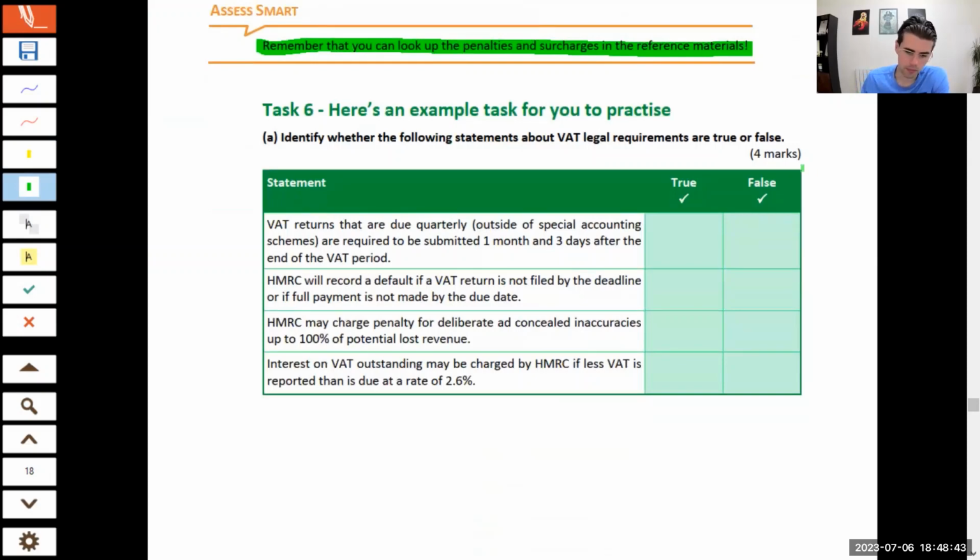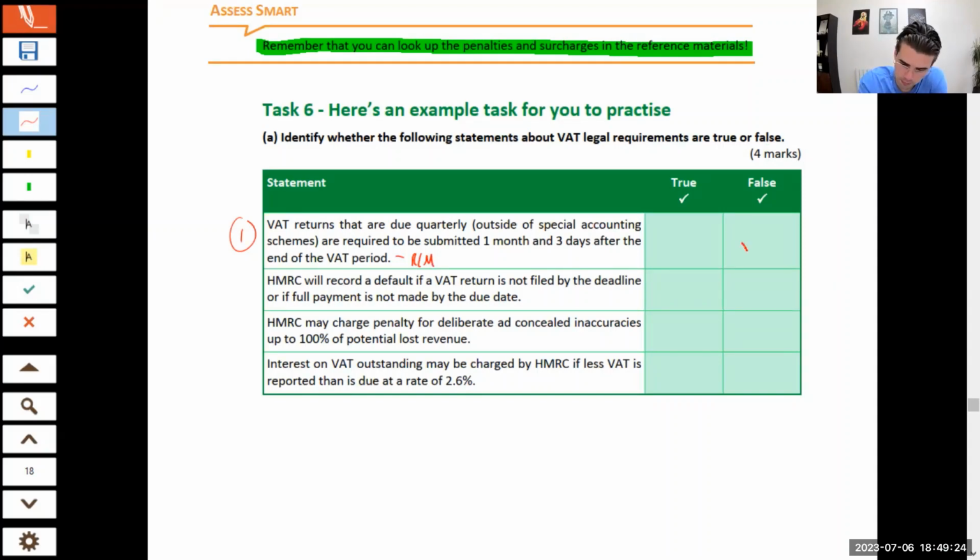Let's get this done. Part A, identify whether the following statements about VAT legal requirements are true or false. More true or false? Okay, let's do number one. VAT returns that are due quarterly, outside of any special accounting schemes, are required to be submitted 1 month and 3 days after the end of the VAT period. How am I supposed to remember that? Spoiler alert: check the reference material. It's in there. I'm going to say that a lot in this task. I'm probably going to get it tattooed at this point.